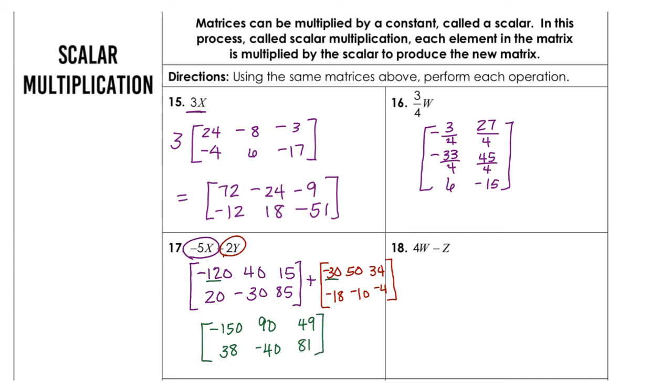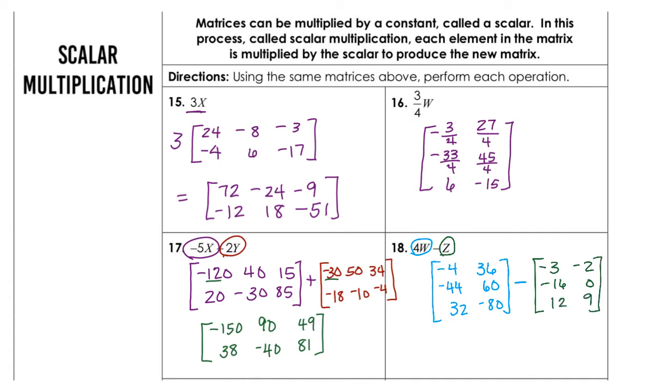All right, let's look at number 18. This time we are subtracting. So the first part, though, we need 4 times matrix W. So 4 times matrix W, we're going to have negative 4, then 36, negative 44 and 60, and then 32 and negative 80. And then we're going to subtract matrix Z. So matrix Z here, we're just going to pull that down, and you're going to have negative 3, negative 2, negative 16 and 0, 12 and 9.